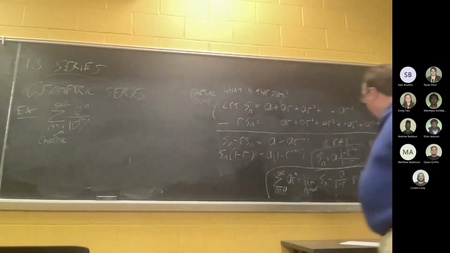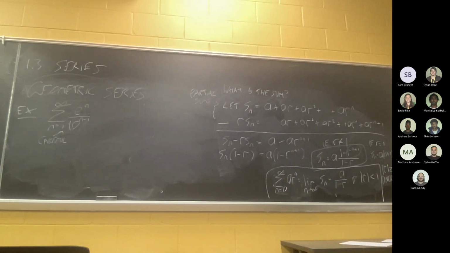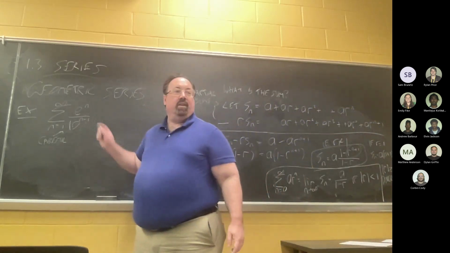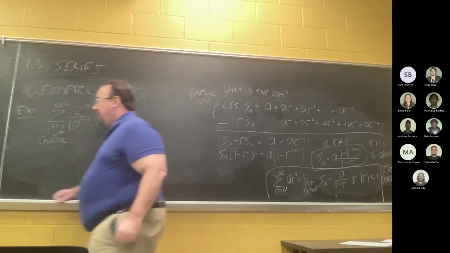Right, so if the absolute value of r is greater than or equal to 1, then there's no limit; this formula does not apply. The top number keeps growing, approaching infinity. What's this formula that you wrote? Oh, e to the n over 10 to the n minus 1.